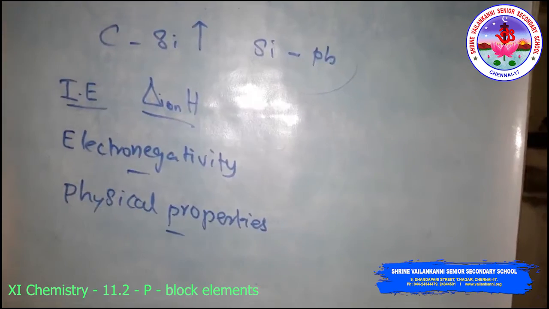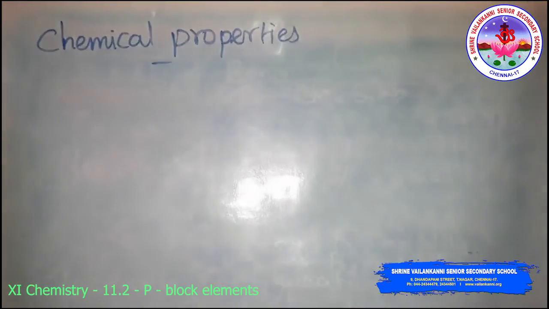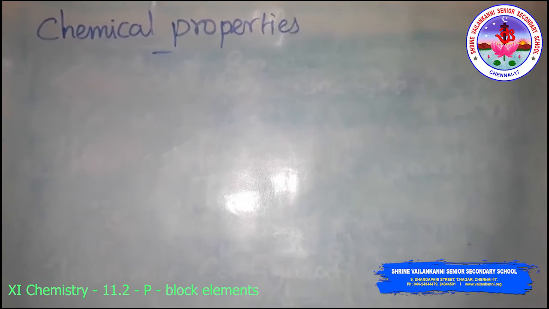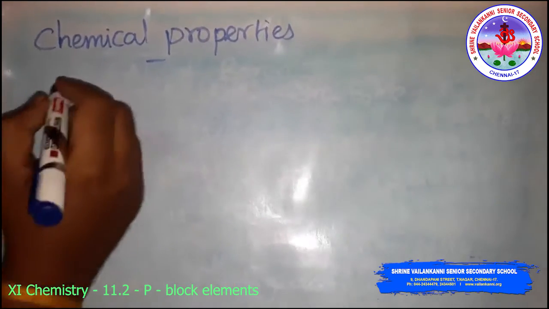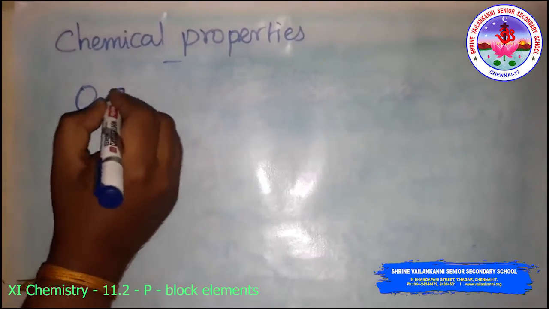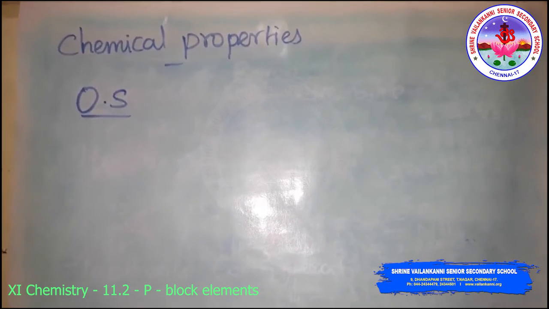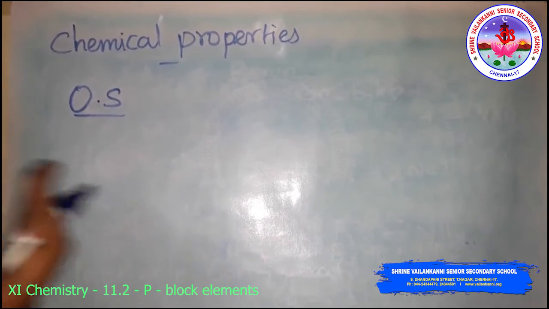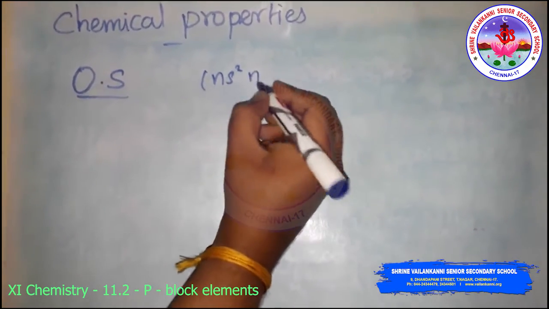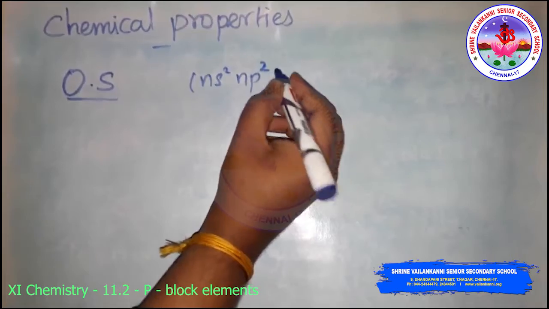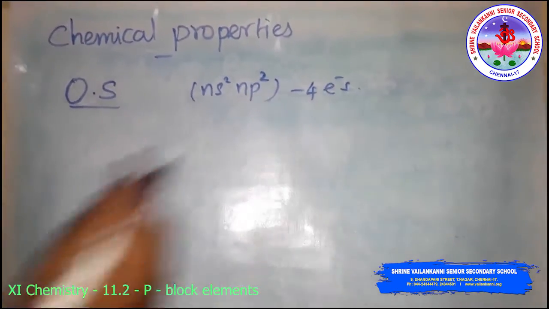Next are the chemical properties. We will see the oxidation states and the trends in chemical reactivity. First we will see the oxidation state. The group 14 elements have 4 electrons in the outermost shell, that is ns2 np2. So totally 4 electrons are in the outer shell.